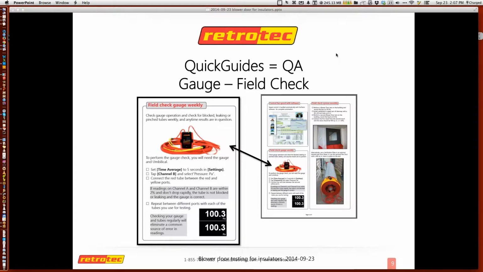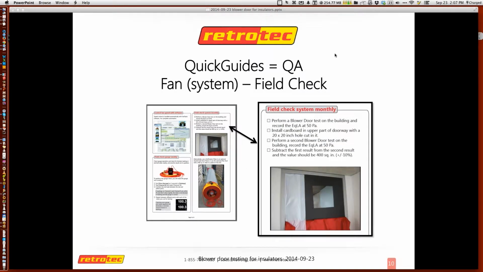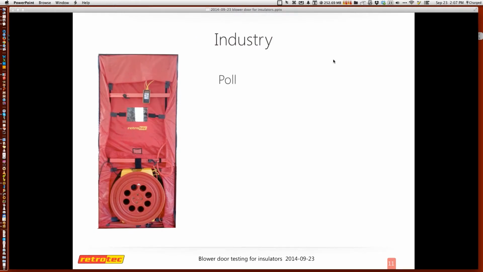The quick guides do have some really valuable information. Like here's one on the back of the blower door and the duct tester on how to actually do a field check of your gauge. This works with any gauge, whether you have a Retrotec gauge, the DM2, or the Minneapolis DG700, or the DM32, the new one from Retrotec. Also there's a system on how to actually kind of do a field check of your fan itself. So these are some really valuable ways to actually do QA as a process and make sure your quality control is going well.